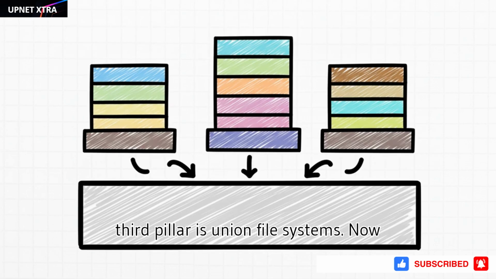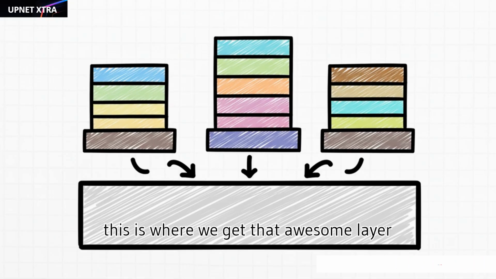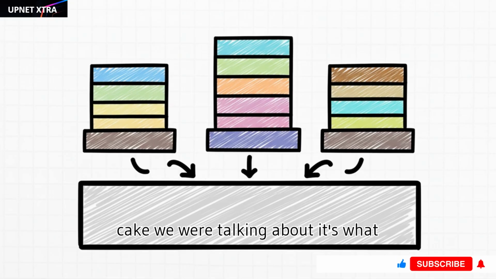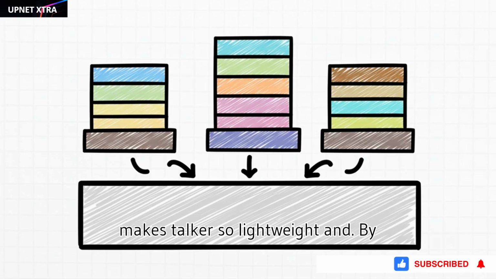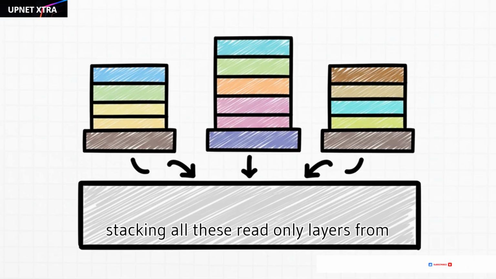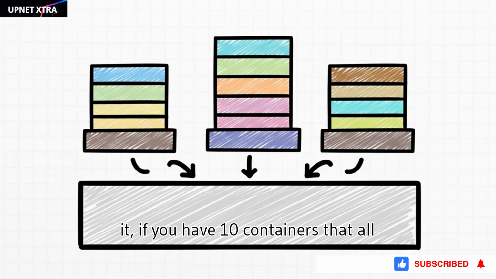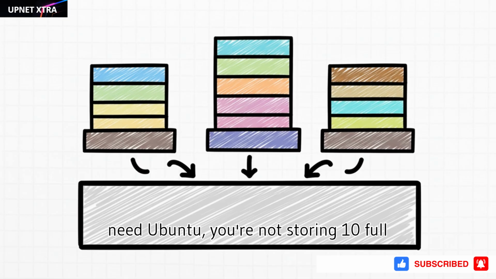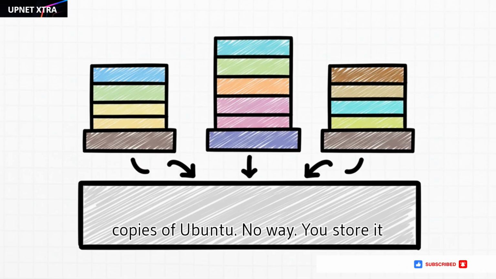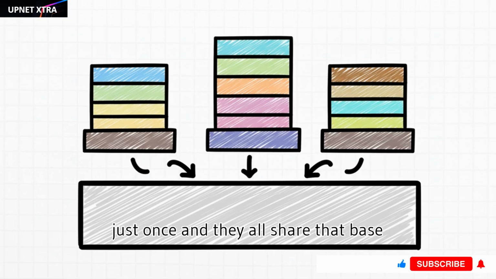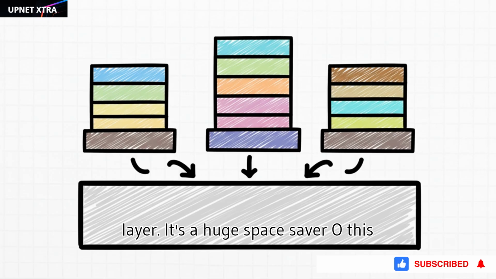And our third pillar is union file systems. Now this is where we get that awesome layer cake we were talking about. It's what makes Docker so lightweight and fast. By stacking all these read-only layers from an image, it allows different containers to share the common parts. Think about it. If you have 10 containers that all need Ubuntu, you're not storing 10 full copies of Ubuntu. No way. You store it just once, and they all share that base layer. It's a huge space saver.